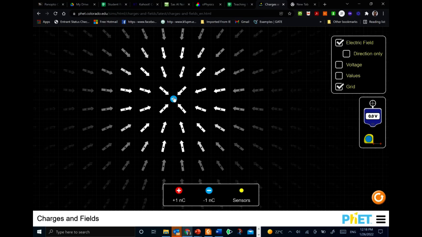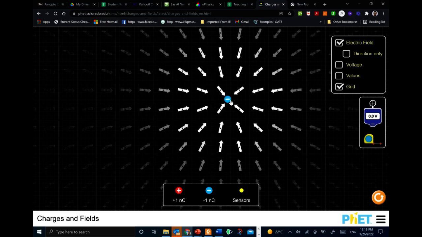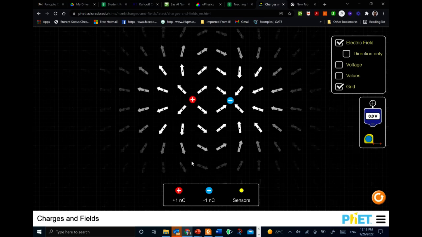All right, so let's put a negative and a positive charge. Let's bring this one here, and let me bring this one here. Okay. So now you can see that the electric fields are pointing away from the positive charge and towards the negative charge. Unfortunately I cannot draw them, but you can see their shape, as we have seen in the previous graph.